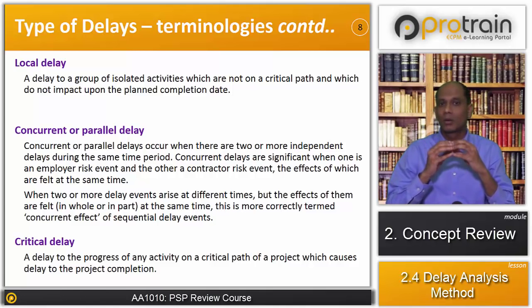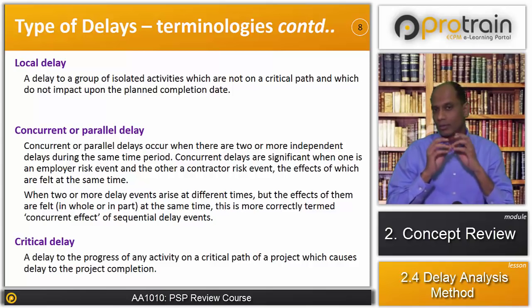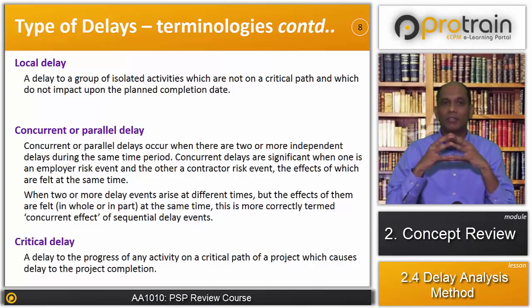However, there can be a concurrent effect delay also. Let's understand what those are. When two or more delay events arise at different times, but the effects of them are felt in whole or part at the same time, this is more correctly termed as concurrent effect of sequential delay events. So the concurrent effect of sequential delay events is different from the concurrent delay. Let's take an example to understand that.